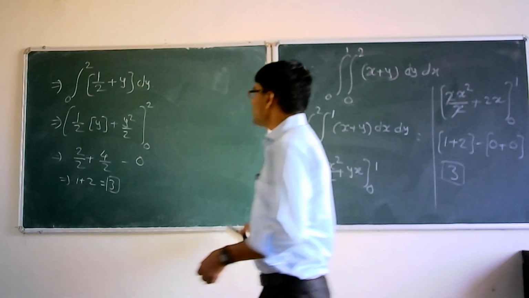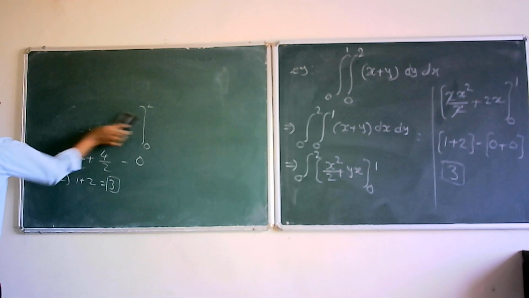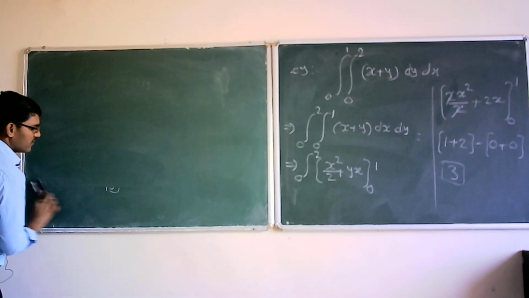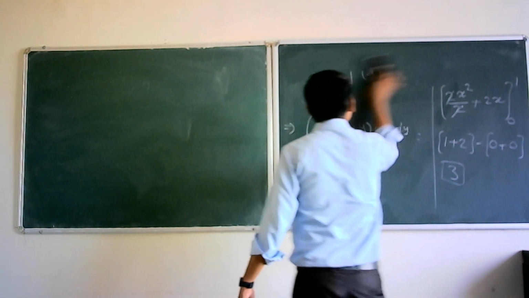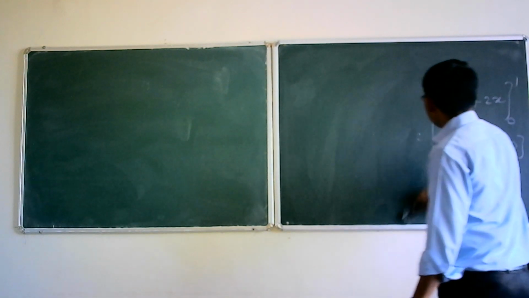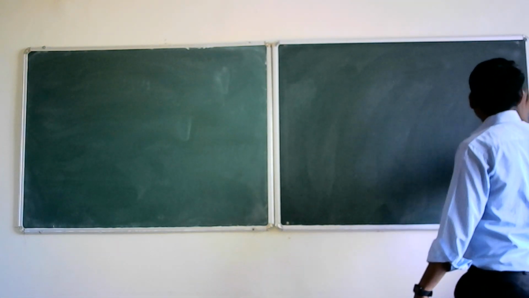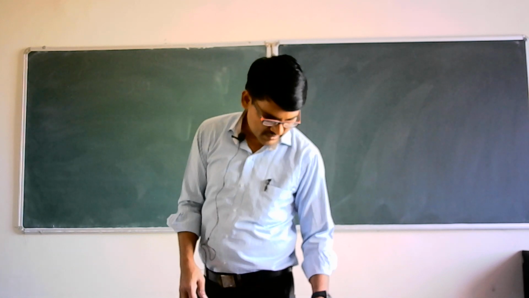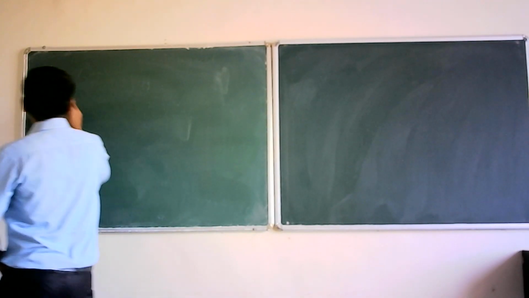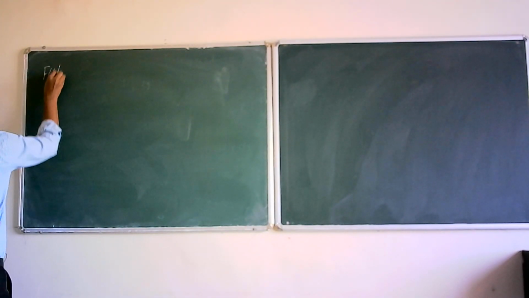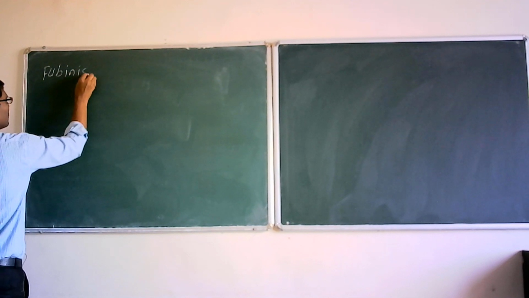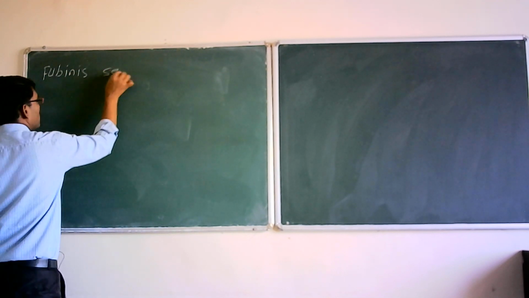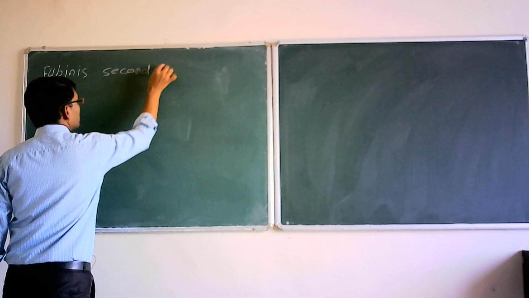Now what is the Fubini's second theorem? It is also called a stronger theorem. It is also called as Fubini's stronger theorem. So what is the Fubini's stronger theorem? Fubini's second, or it is called a stronger theorem.